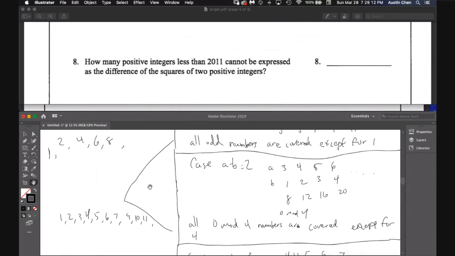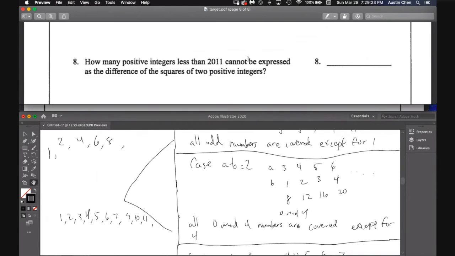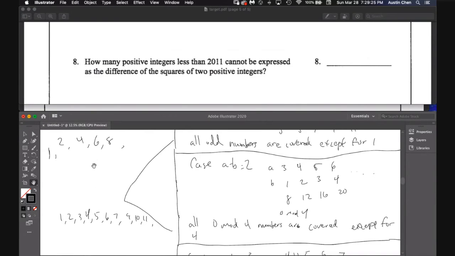Okay. Now, for a number to be in this condition, it has to be in both of these sets.